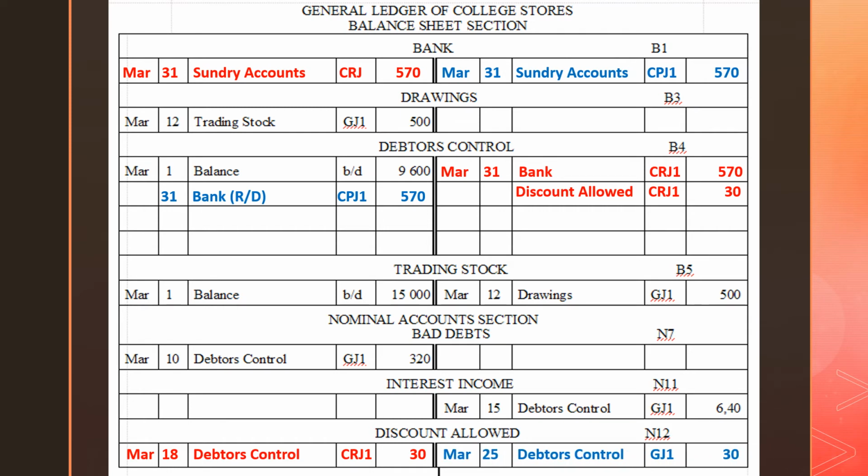We debit debtors control with the discount, and we credit discount allowed with debtors control. Take note, we've written sundry accounts here because we posted the total of the debit side of debtors control from our general journal. We also post from the general journal from the credit side of the debtors control account.